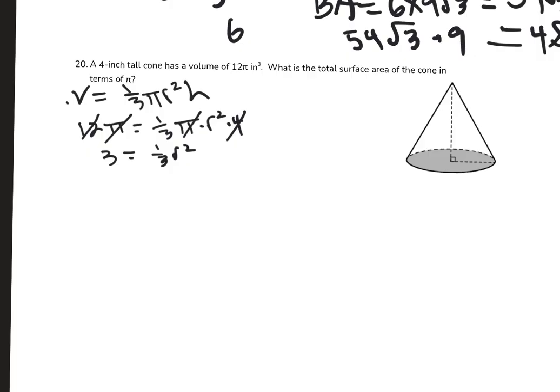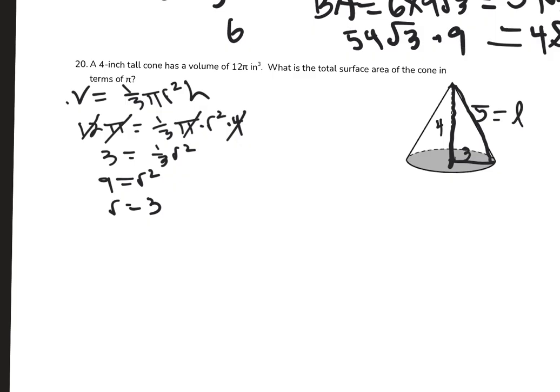Multiplying both sides by 3, we get 9 is equal to r squared. So r is equal to 3. So that means that we have a radius of 3. This is 4. And so we have this right triangle here that turns out to be a 3, 4, 5 right triangle, which means that this thing here, which is the slant height, is equal to 5.